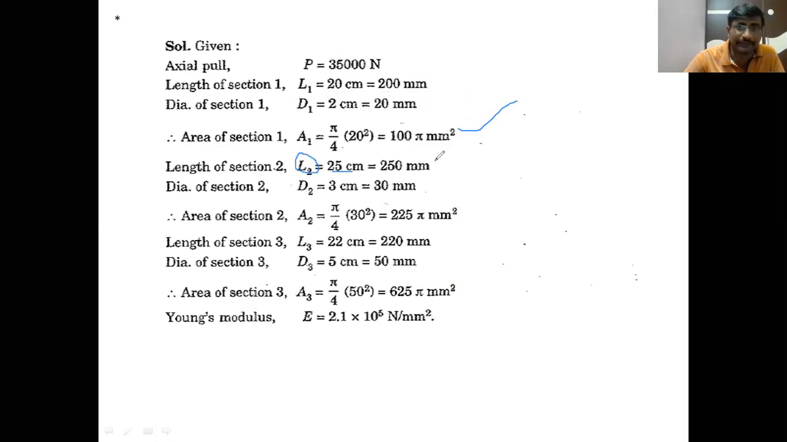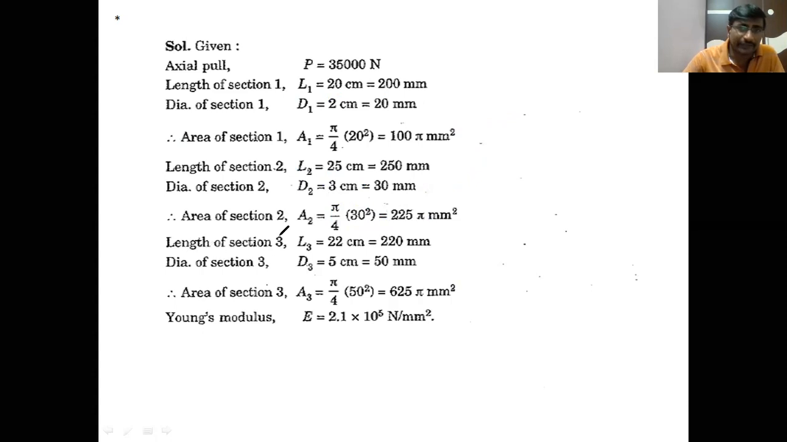Then the length of section 2, L2, is given as 25 centimeters. In millimeters it is 250 mm. The diameter of the second section, D2, is 3 centimeters. If we convert into mm, it becomes 30 mm. Then the area of the second section, A2, equals pi by 4, again the d square formula, pi by 4, 30 square. In place of 20 here, 30 square, which is 900. 900 by 4 is 225. So 225 pi mm square is the area of the second section.